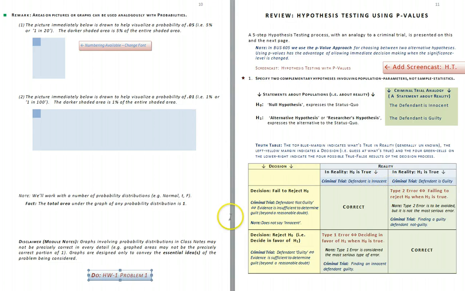Here's a remark. We'll use the probabilities of 0.05, 5%, and 0.01, 1% often. Let's get an intuitive idea of what these probabilities are. The first rectangular box indicates a darkened area that's 5% of the total area. We'll frequently make an analogy between areas and probabilities.